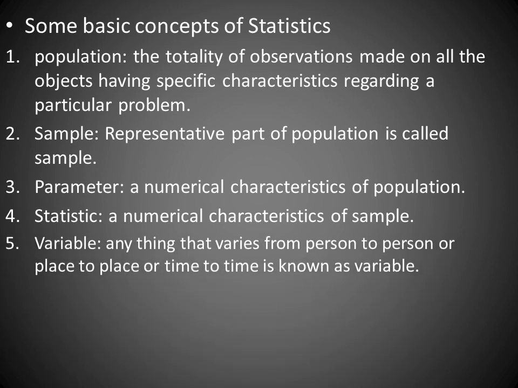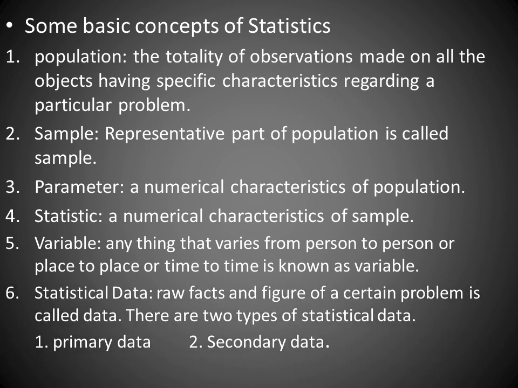Next, variable: anything that varies from individual to individual, person to person, place to place, or time to time is known as a variable. You can say that the price of rice is not the same in Afghanistan as compared to the UK, or the price of rice is not equal in 2010 and in 2015. So it is a variable. Next, statistical data: raw facts and figures of a certain problem are called statistical data, and it has two basic types: primary data and secondary data.